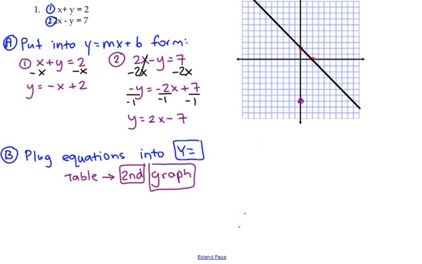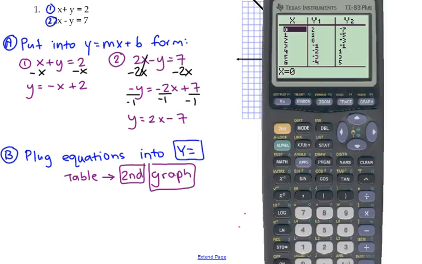And another point, maybe we can get the other 0. 0, -7. Oh, we can't see it, so let's just choose another one. Maybe 5 and 3. x is 5, y is 3. We just need another point. 3 and -1. Guess what that's going to be? Our solution, right? Because they both share the same y at x equals 3.